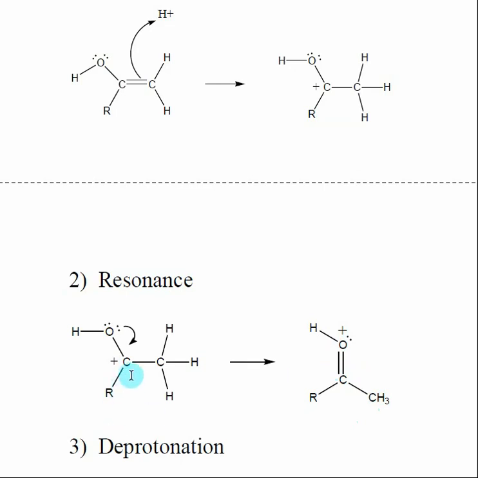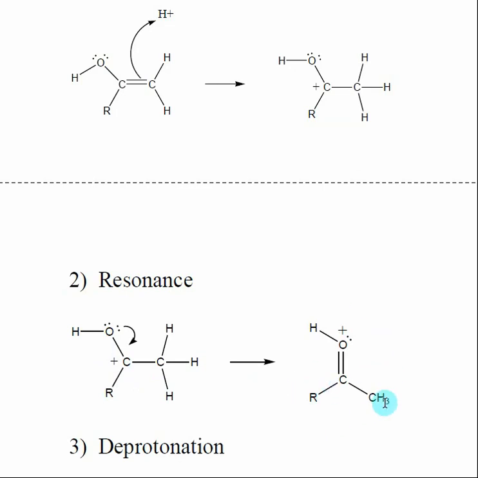So here we had a violated octet. Here we don't. So the oxygen and the carbon both have full octets. So this resonance structure is much more stable. So this is something we're going to see a few times. Putting a carbocation next to an oxygen is very stabilizing.